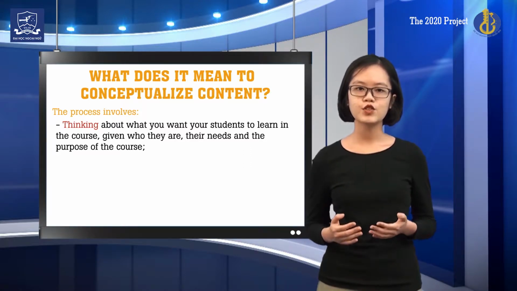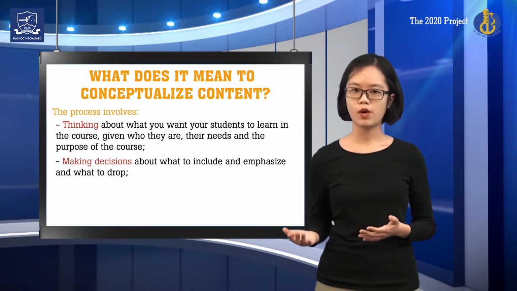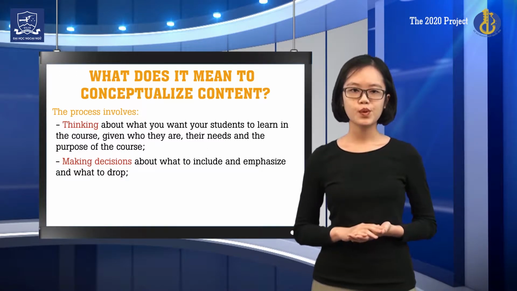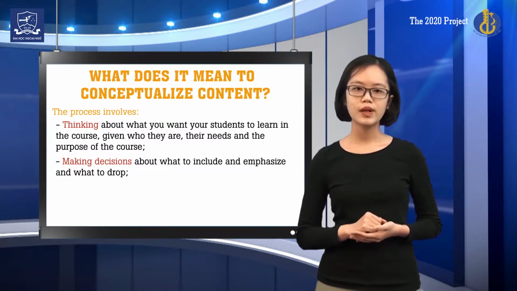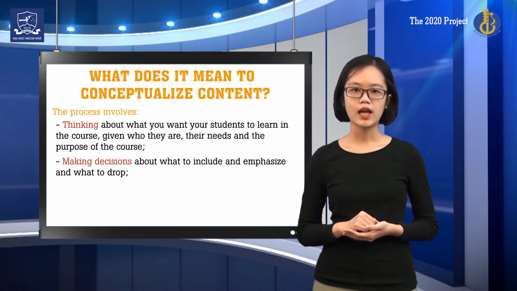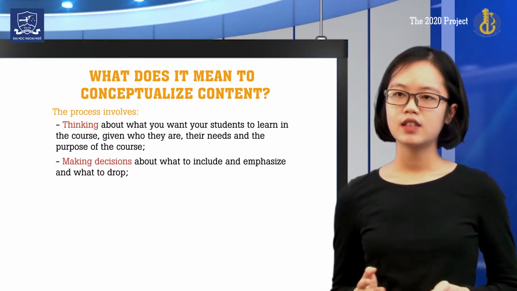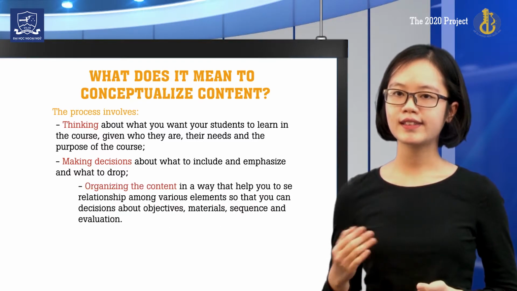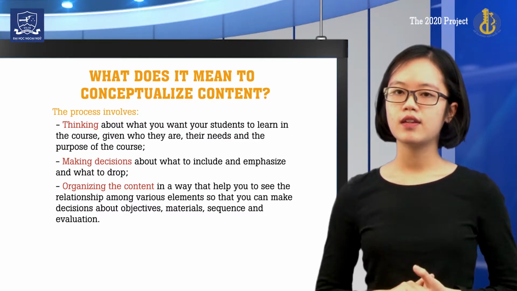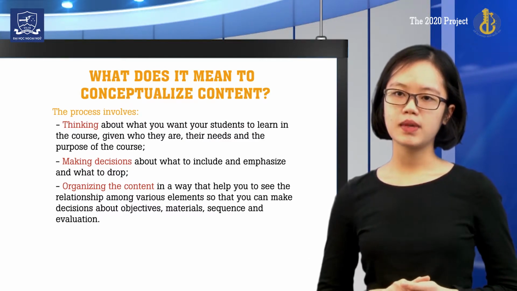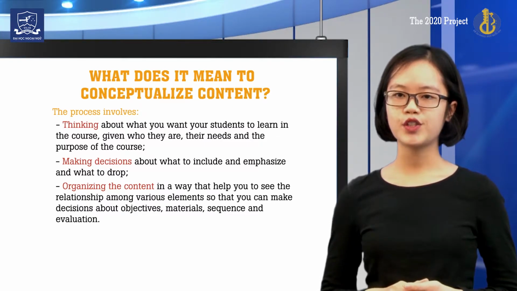The next step is to make decisions about what to include and emphasize and what to drop. In this step, you will put the contents in the order of importance and pick out what needs to be included in the course and what can be left out. Last but not least, the process also involves organizing the content in a way that helps you to see the relationship among various elements so that you can make decisions about objectives, materials, sequence, and evaluation.